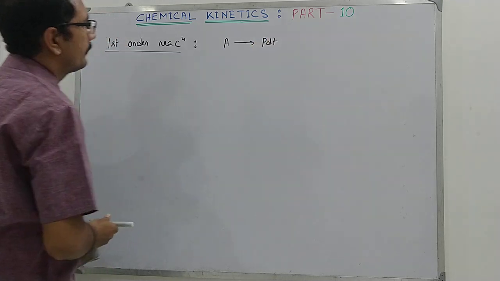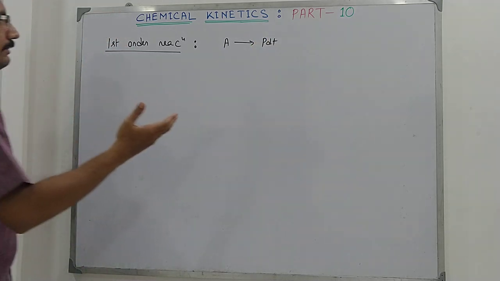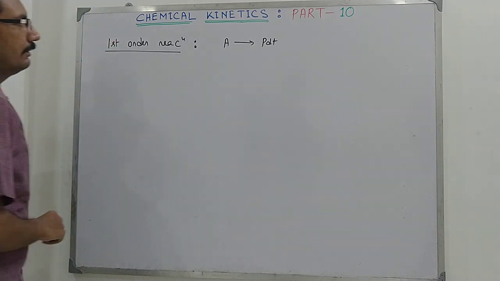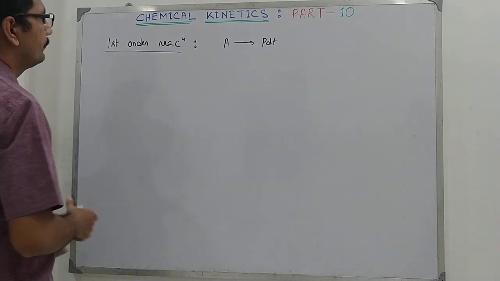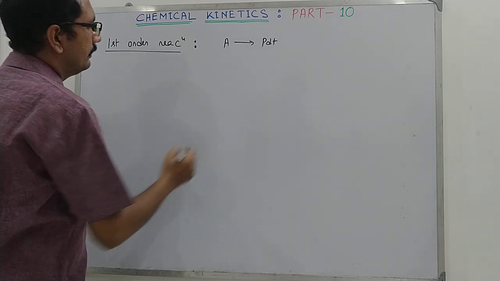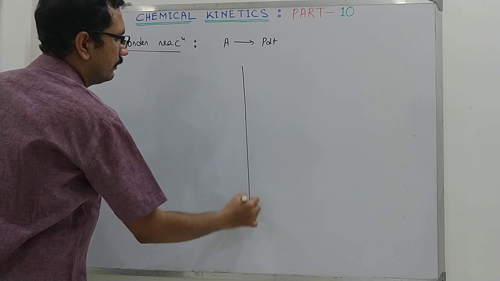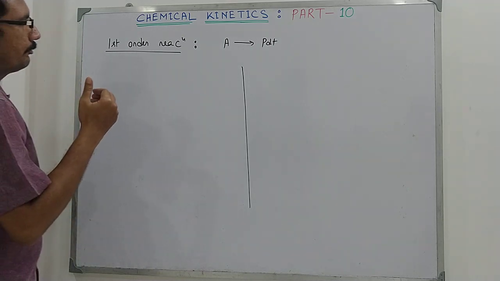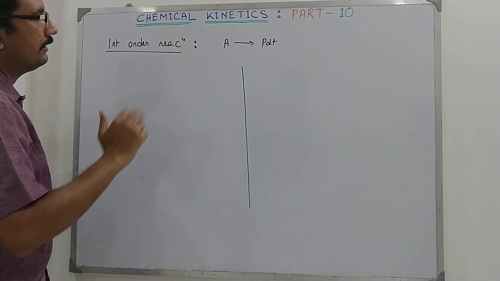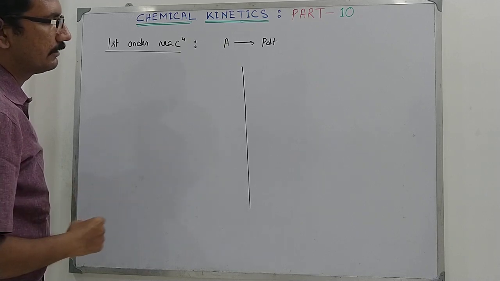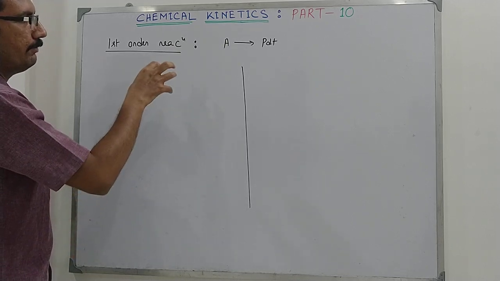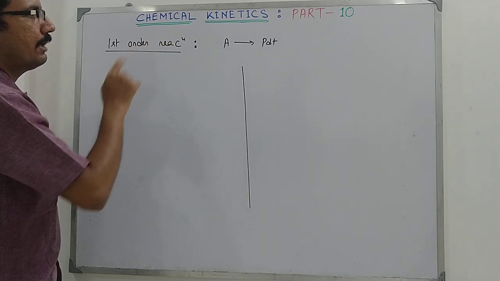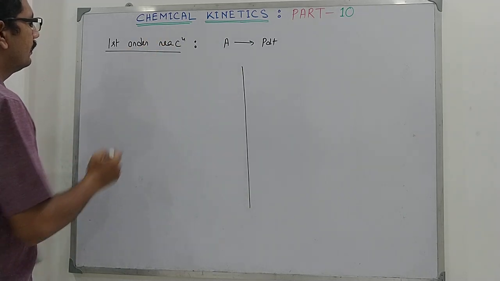Now if we represent a first order reaction as A arrow product, then we can proceed in two different ways. Now one way I have introduced to you before, maybe in part 7.